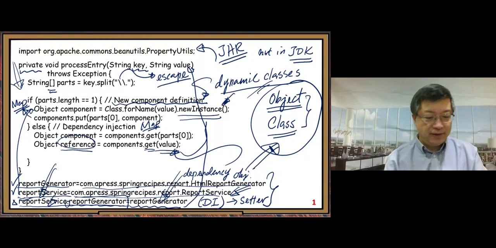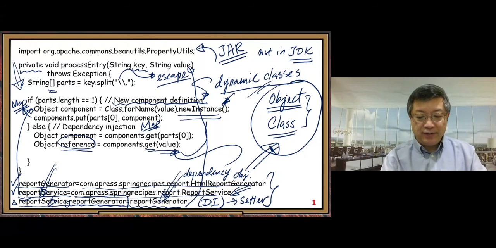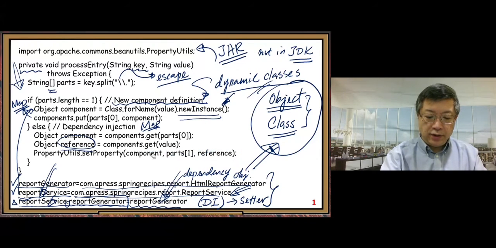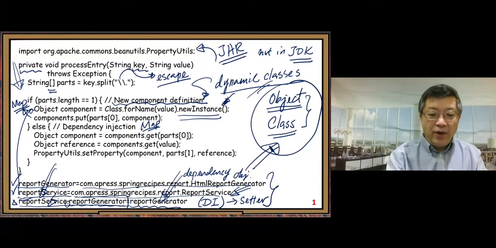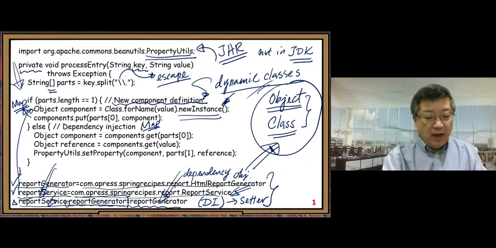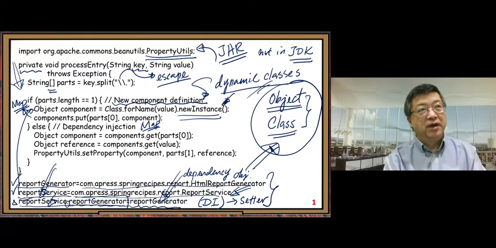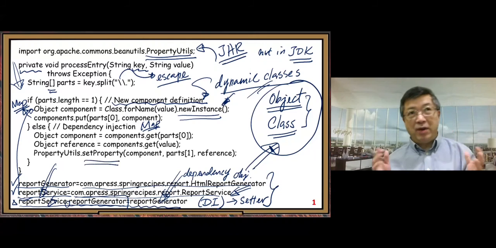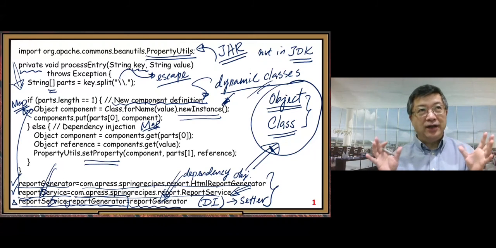How to do it? That's the key part. That line is the key part. All right, look at this. I need to erase so we can look at it clearly. Now we use the Apache Commons utility class PropertyUtils, PropertyUtils.setProperty. We use that.